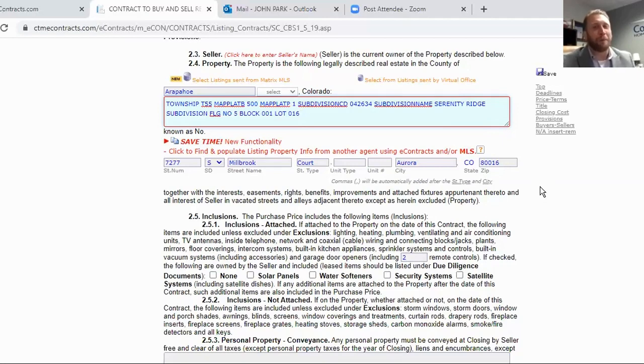And let me remind you that there is a transfer tax in Aspen, so we'll do that in section 15. Okay, so let's go.